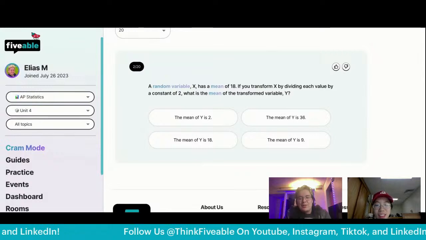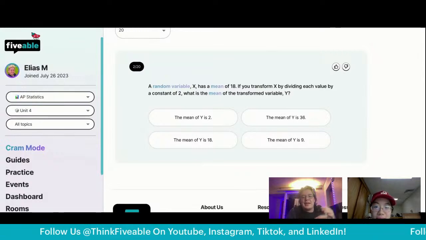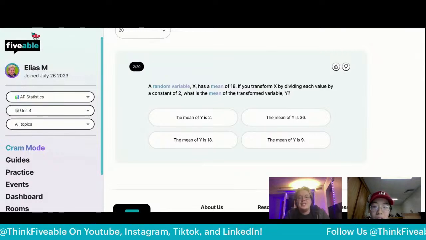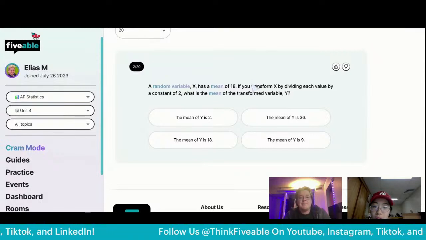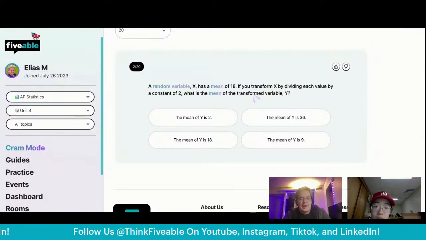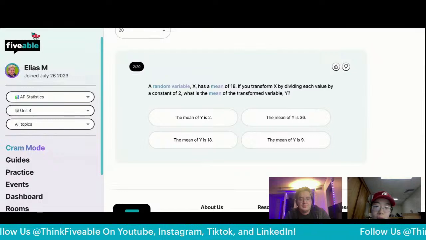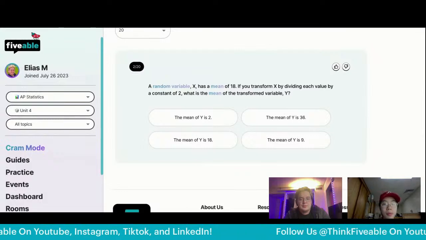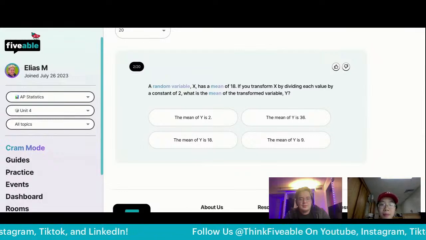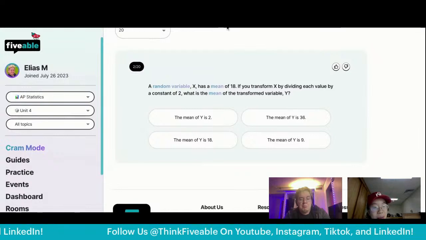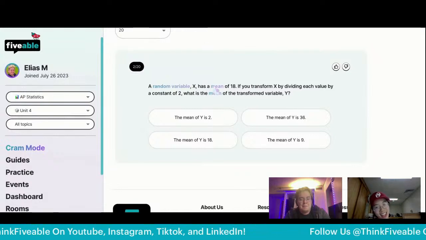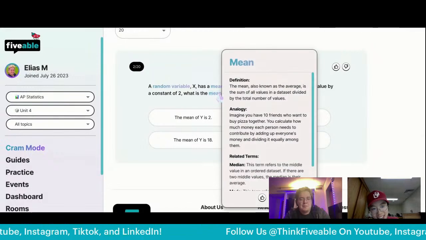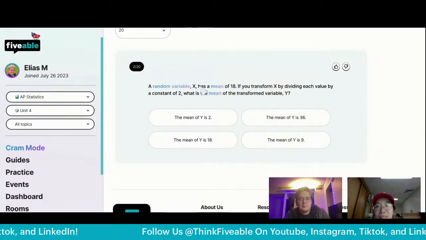All right. A random variable x has a mean of 18. If you transform x by dividing each value by a constant of 2, what is the mean of the transformed variable y? Transform x. Any ideas, anyone? Again, feel free to put any questions inside of the chat.